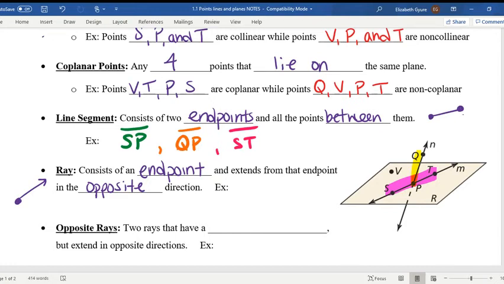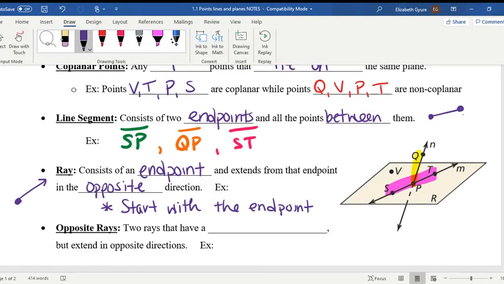Now, what you have to be very careful with here, when you name a ray, and I would write this down, you need to start with the endpoint. Rays are really the only thing where when you name them, the order matters, because a ray has a distinct endpoint and then goes on and on forever in just one direction.